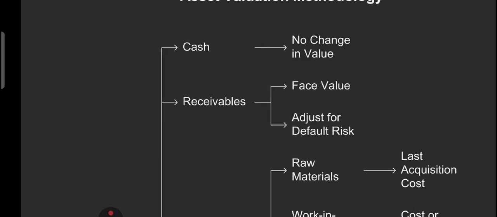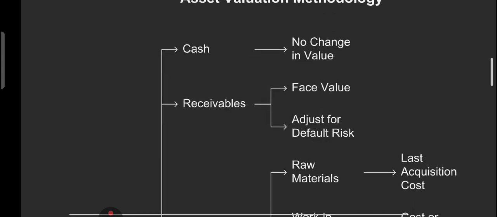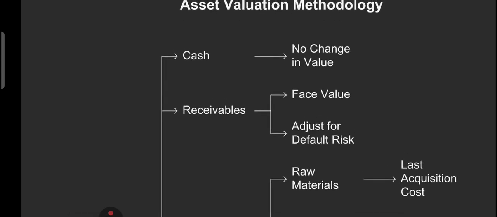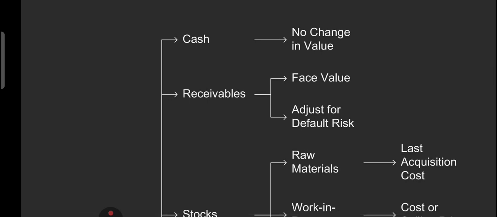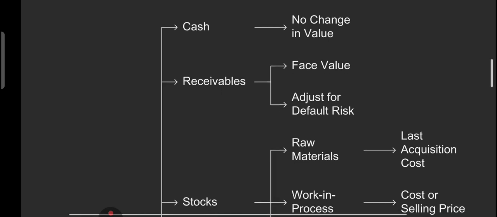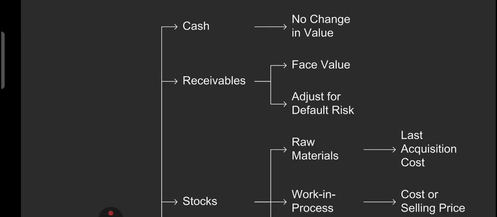Now first of all, let's look at the cash. So cash, the valuation is that there is no change in value, right? The reason is that cash is already at face value, there is nothing to adjust or estimate. Then receivables. Receivable valuation starts with the face value, which means the amount owed, and then you adjust for the default risk, meaning you lower the value if there is a chance that some customer may not pay, right?